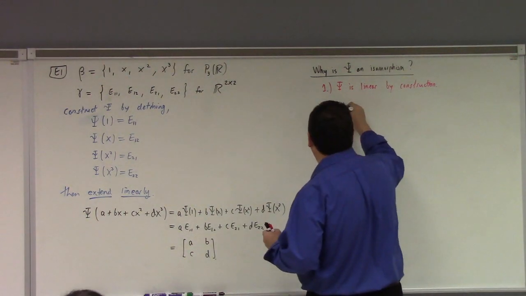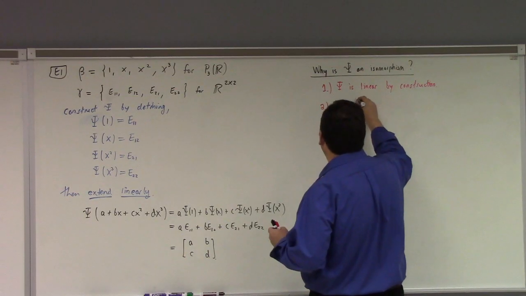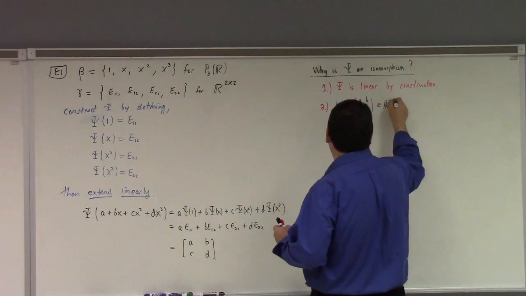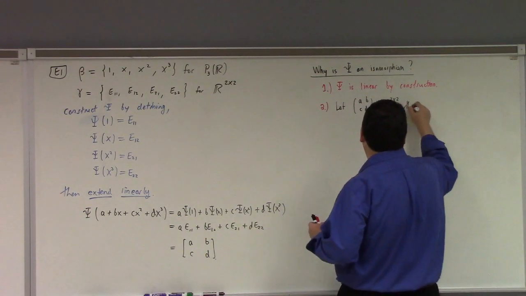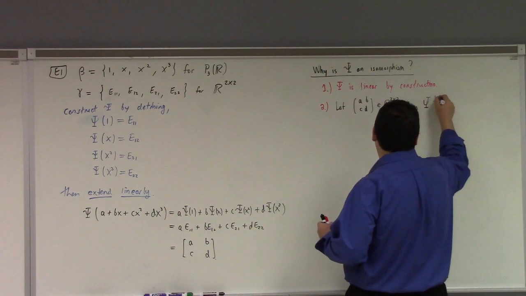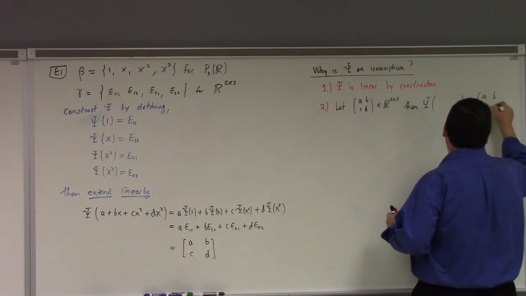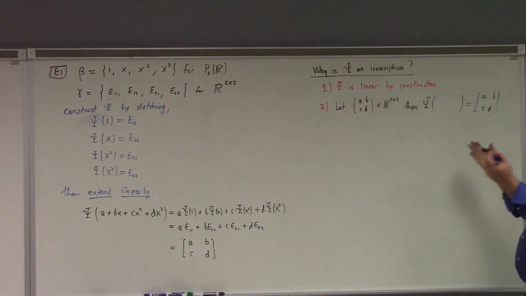Let A, B, C, D be an element of R 2 by 2. Then psi of what is equal to A, B, C, D? See if you can fill in the blank. You have just proved it's a surjective map. This is what it means to prove it's onto. You pick an arbitrary element in the codomain and show that you can map to it from something in the domain. You fill in the blank for me. It's not hard, right? What do you put there?